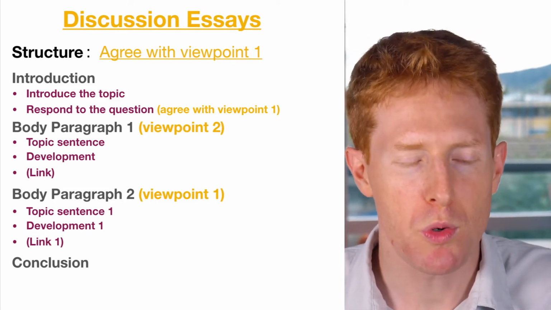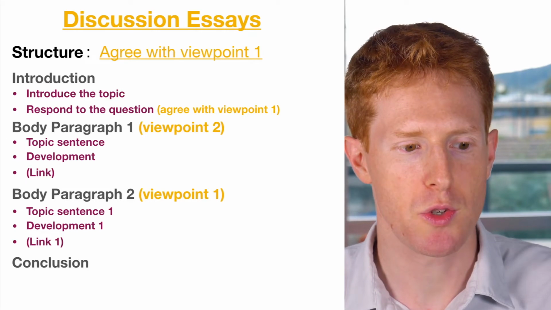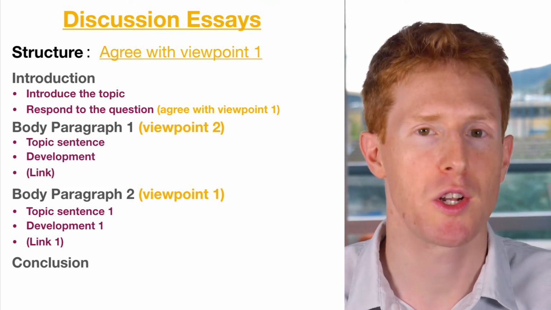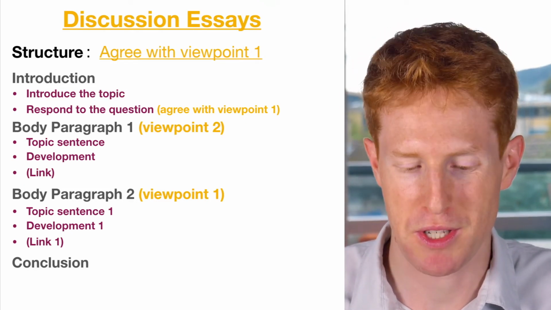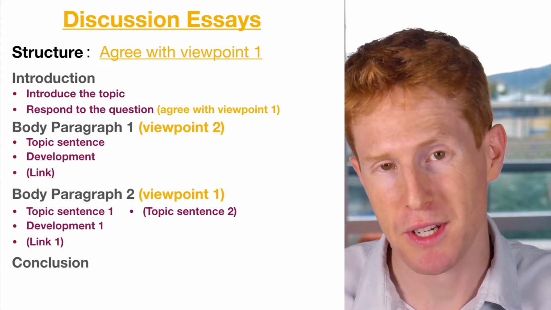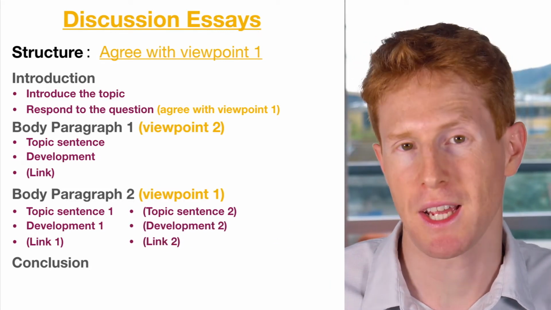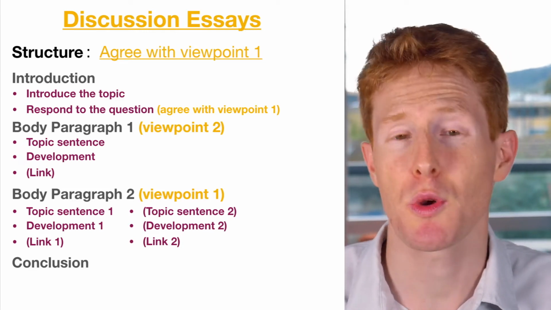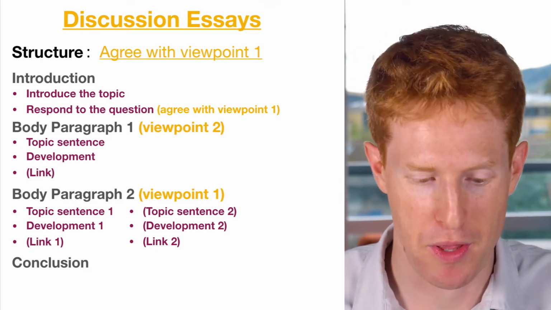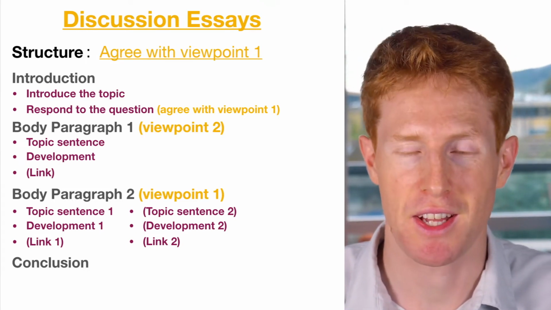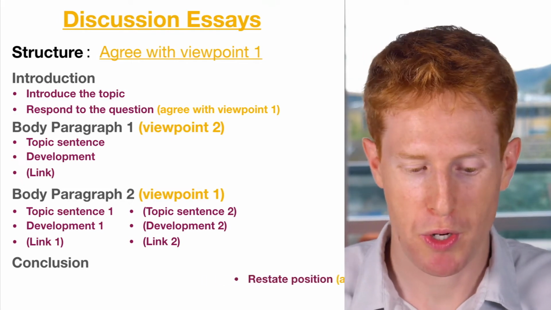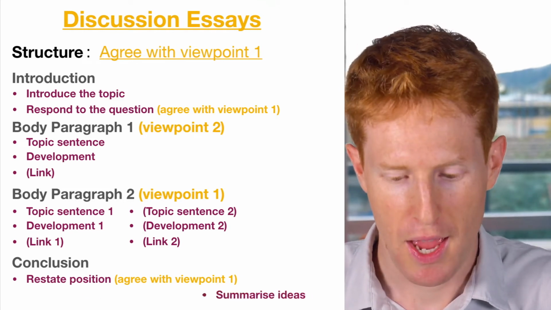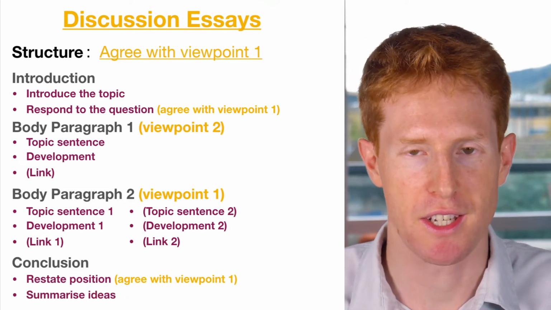Now, if you've got more time or you need to write more to make sure that your essay is over 250 words, you might want to include another reason why you agree with viewpoint one. So you'd have the topic sentence for that reason, the development, and also possibly a link for the second reason as well. However, you don't necessarily need to do this. As long as you have one reason why you agree with viewpoint one, then that's enough. Finally, in the conclusion, we're going to restate our position. So we're going to state again that we agree with viewpoint one, and then we're going to summarize our ideas.